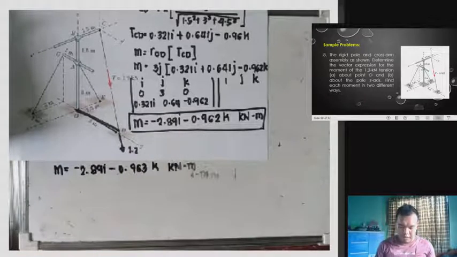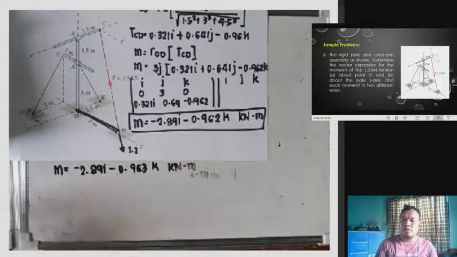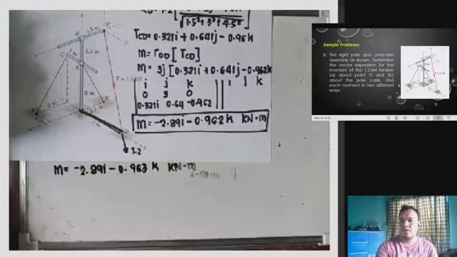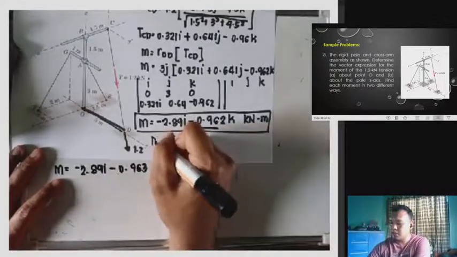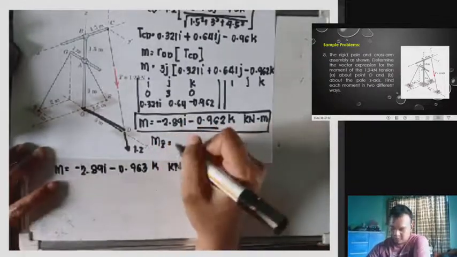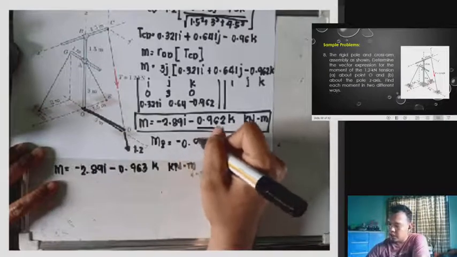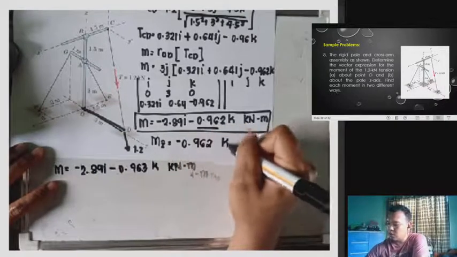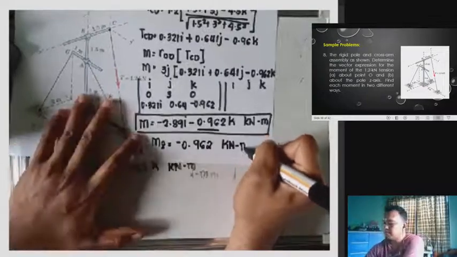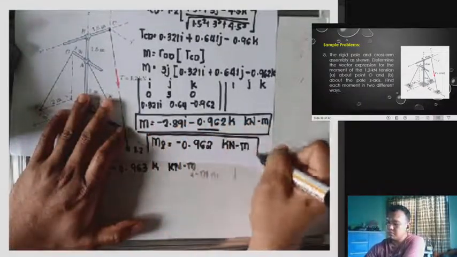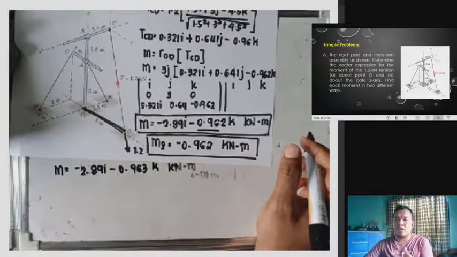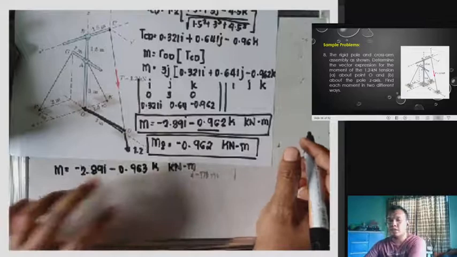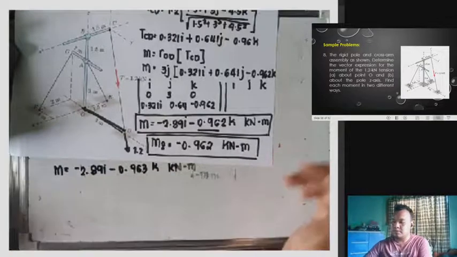No? So, ngayon, pinapahanap din po is yung moment about ito. Moment about z-axis. So, pinapahanap yung moment about z-axis. So, ang z-axis na rin is ito. So, Mz is equivalent kay negative 0.962 kilonewton meter. So, diretso agad ang sagot, no? Or either, sabi naman dyan, solve in two different ways. I-solve natin ng mas i-component po natin yung value, no?